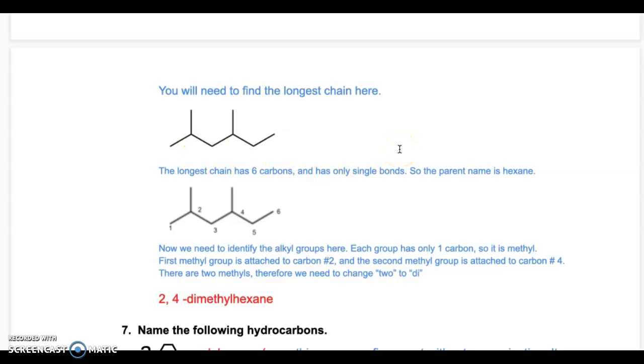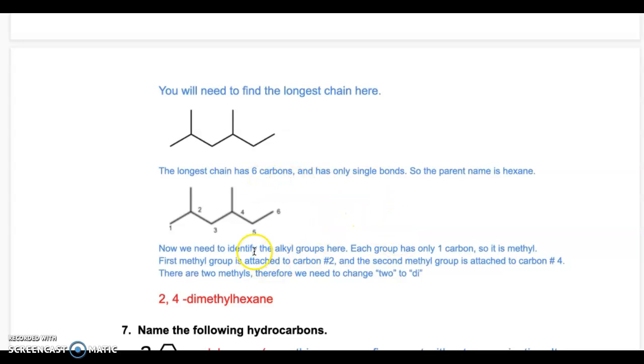But here's the trick. When you start to name it, you want all of your alkyl groups to be on the smallest numbers. If you start numbering from this end, it will be 1, 2, 3, 4, 5. So you'll have 3 and 5. But if you number it this way, from left to right, you'll have 2 and 4. And this is the more preferable way of naming any alkane.